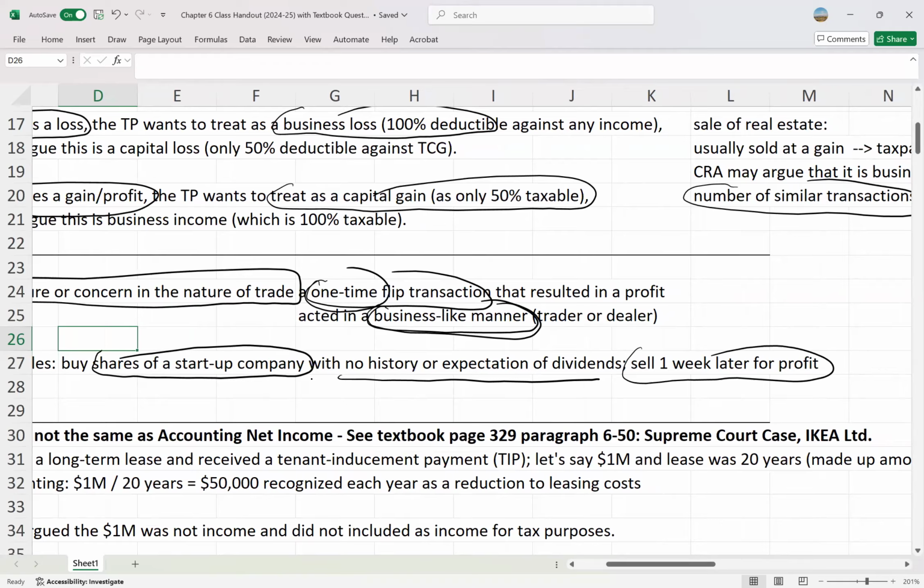It's a one-time transaction, not multiple times, but the actions of the taxpayer were like that of a stock trader, someone who does day trading. They see this opportunity to buy these shares. They're not buying it for the long term. They're not buying it for dividends. They know that the share price might go up really quickly. They buy it and sell it within a week. Even though it's a one-time transaction, there could be an argument by the CRA that this is an adventure or concern in the nature of trade.